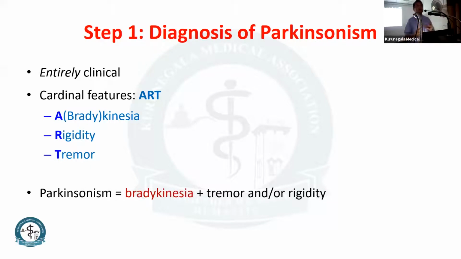Then the next thing is to know what Parkinsonism is. Parkinsonism is bradykinesia plus either rigidity or tremor or both. So the core feature is bradykinesia. So you cannot diagnose Parkinsonism without bradykinesia. Bradykinesia is essential. So if you remember the multiple choice question, the core feature of Parkinsonism is bradykinesia. So without bradykinesia, you cannot diagnose Parkinsonism. Okay. So when we say Parkinsonism, it is bradykinesia either with tremor or rigidity.